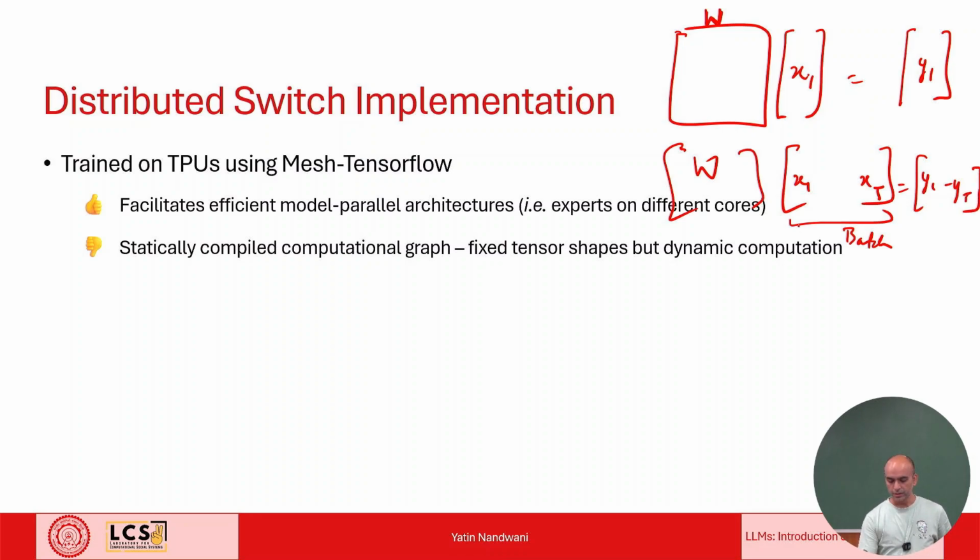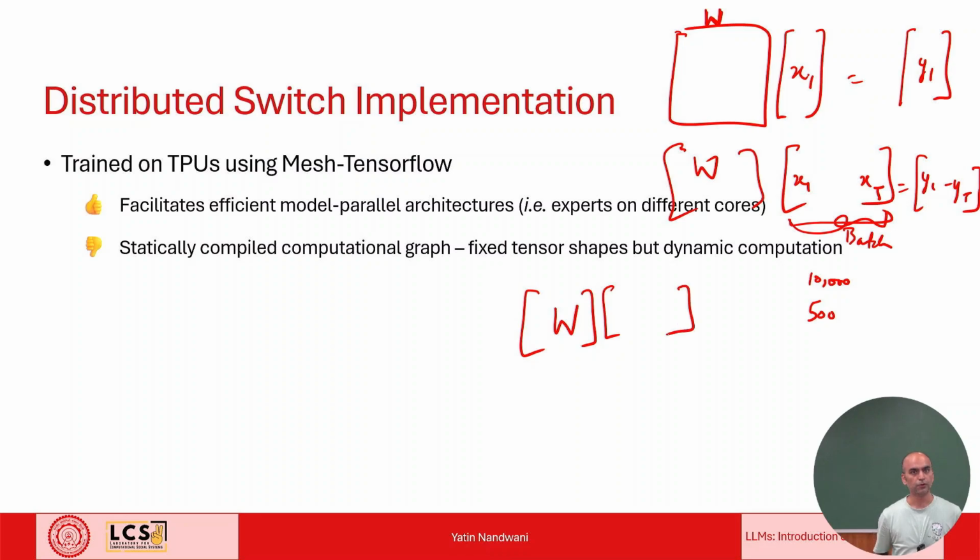In PyTorch, this batch can be of dynamic size. You can have one batch of 10,000 tokens, and in the other batch you can have 500 tokens as well. This is called dynamic because it creates a dynamic computational graph. Whereas in TensorFlow, the entire computation graph is pre-compiled, meaning that you have to specify, if I have a weight matrix W, what batch size you are going to use with this weight matrix. So this batch size T, the number of tokens in the batch, has to be predefined, right?